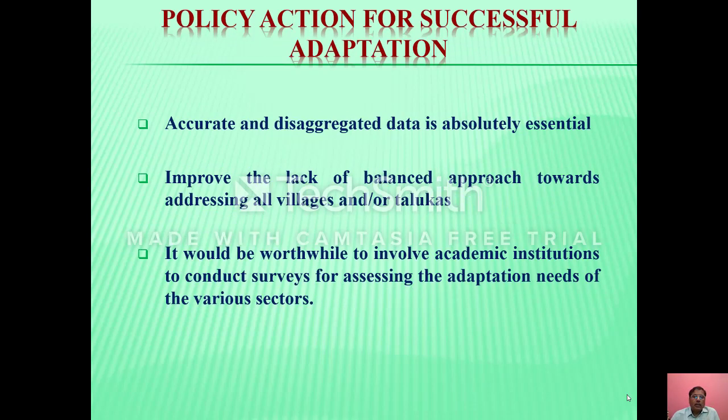Policy actions are required for successful adaptation, like accurate and disaggregated data, which is absolutely essential. This is a major problem, and this requires a lot of research and translational research. The data is there, but as I told you earlier, the environment is a very open and big system. So many assumptions are based on just assumptions or even modeling, and that may not be accurate. So experimental data is required in each field at different levels, and as much accurate and connective data as we can develop, which is not disaggregated, we will have better strength for developing adaptation strategies and adaptation programs.